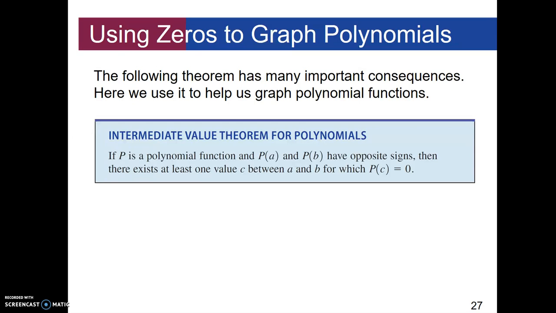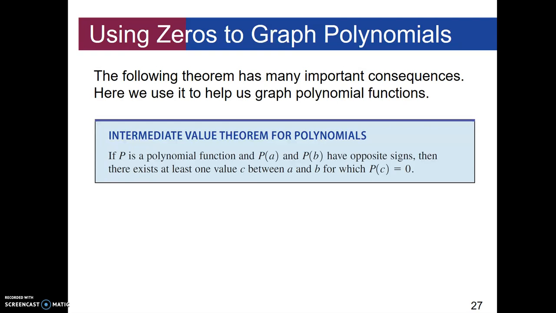Okay, so now we're going to talk about the intermediate value theorem. Basically, that says, since polynomials are continuous, if you have a y value that's positive and a y value that's negative, that means somewhere in between there has to be a y value that's 0.